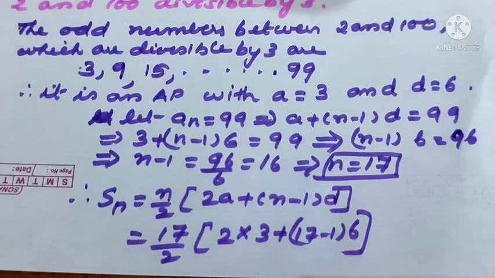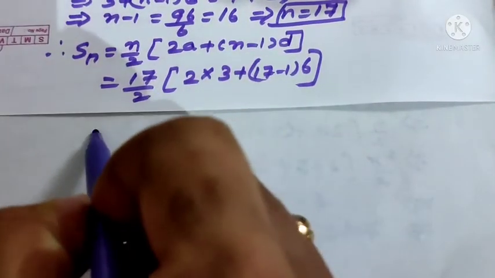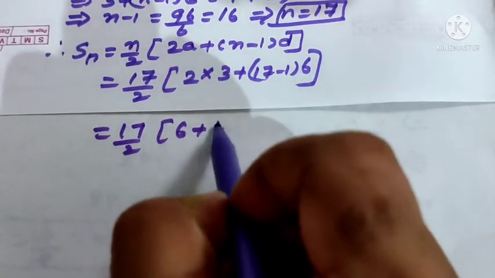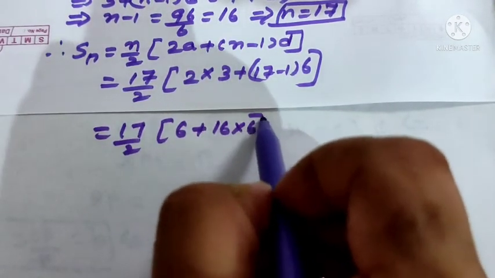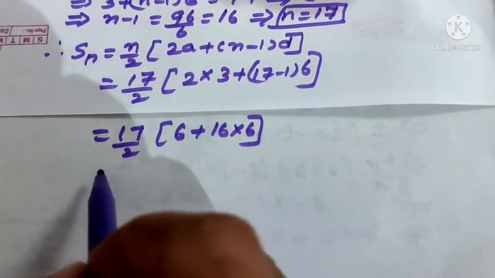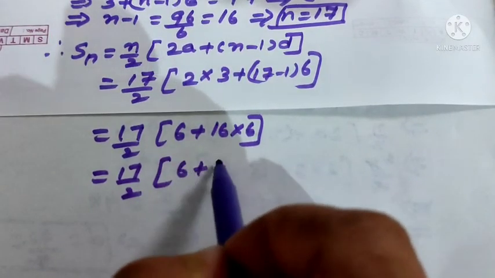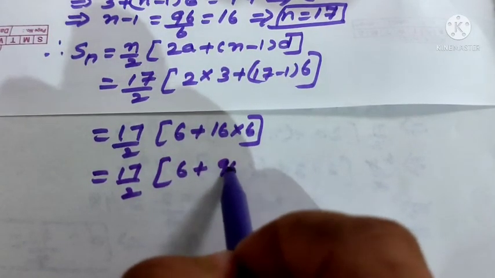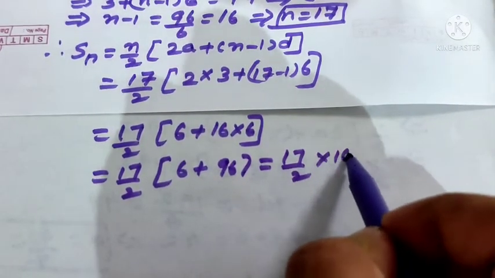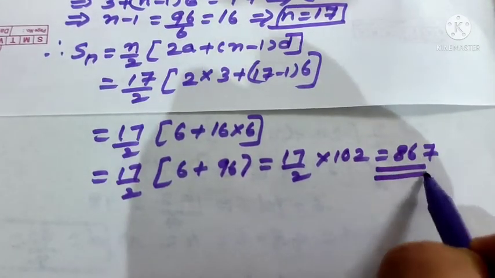So we have substituted the values here. 17 by 2 bracket 6 plus 16 into 6. So 17 by 2 bracket 6 plus 96. 17 by 2 into 102. After simplification you will get 867.